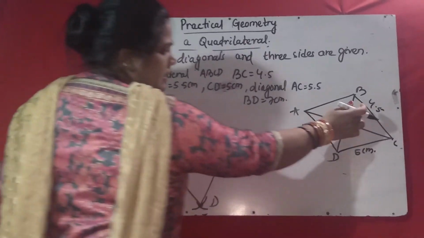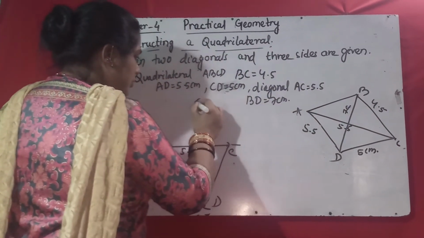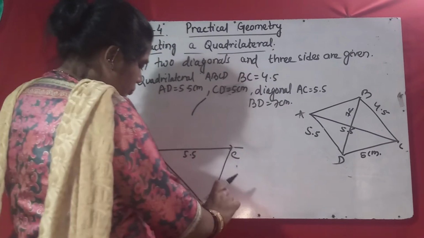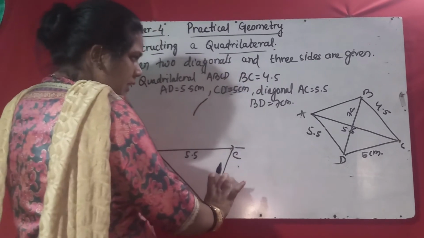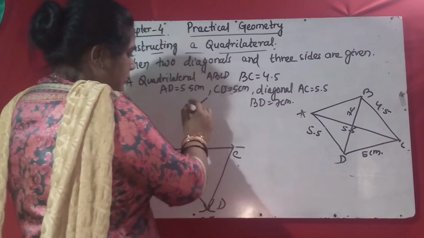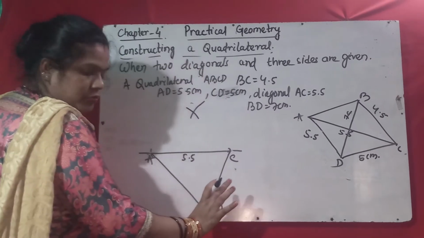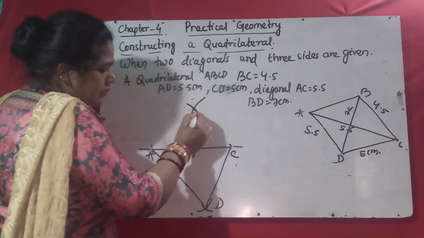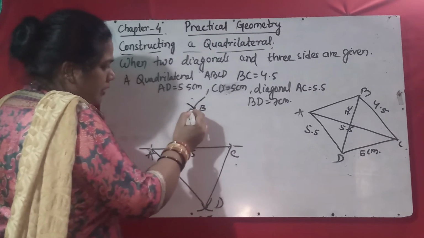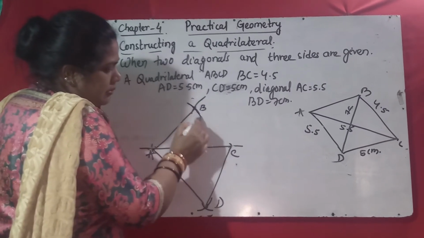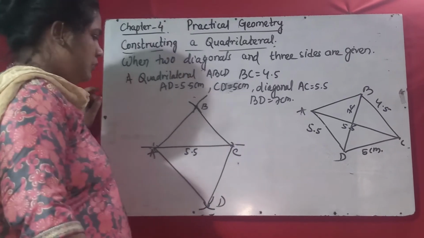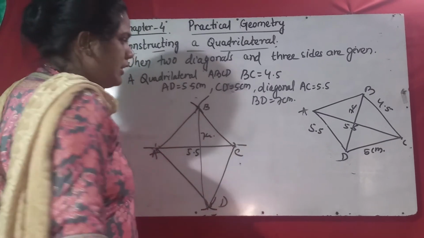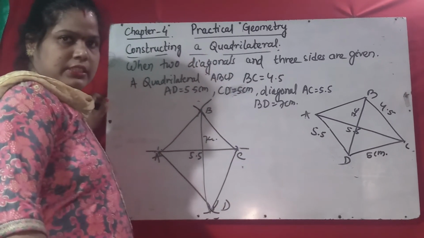Then what other thing is given? CB on this side, CB is 4.5 cm. Draw a 4.5 cm arc. Again DB. Put the rounder at D, then draw 7 cm here. From D the pencil takes 7 cm. Draw an arc of 7 cm. Again you get the point B. So join BA and BC. You got ABCD, the quadrilateral.